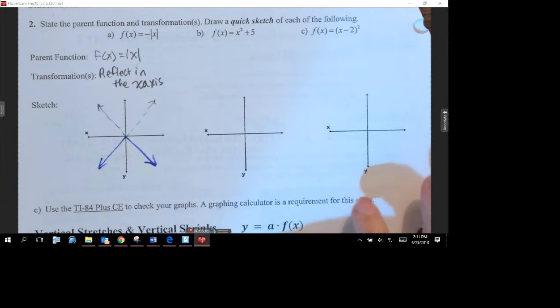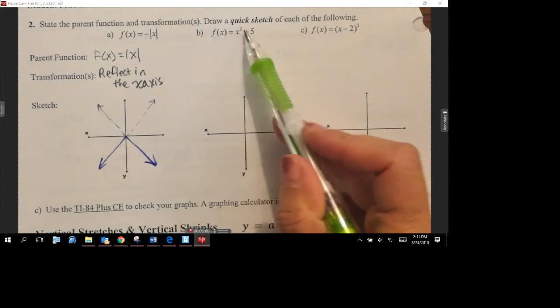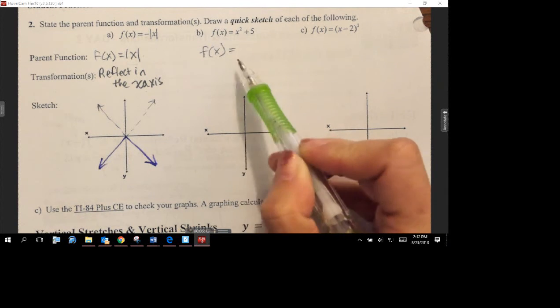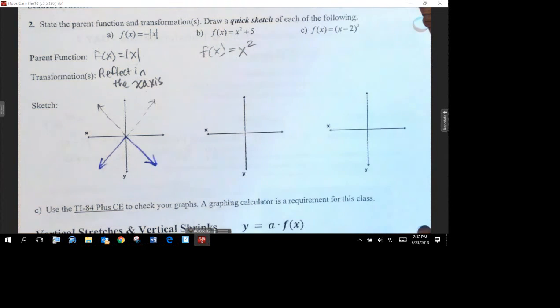All right, next one is f of x equals x squared plus 5. What family is this one? Quadratic. So my parent function is f of x equals x squared. Do you ever have to write like f of x? If it's saying function, yes.